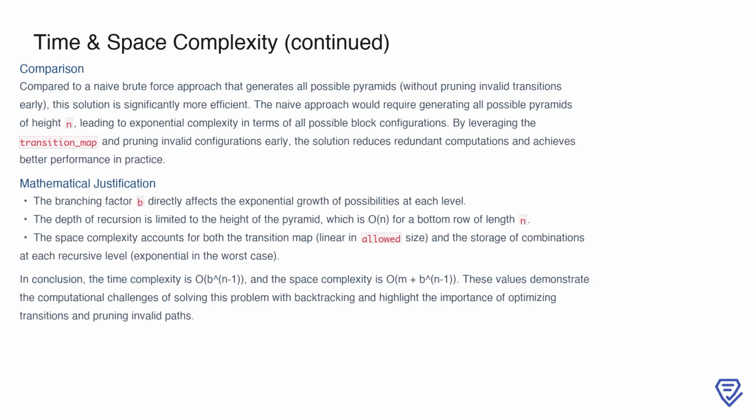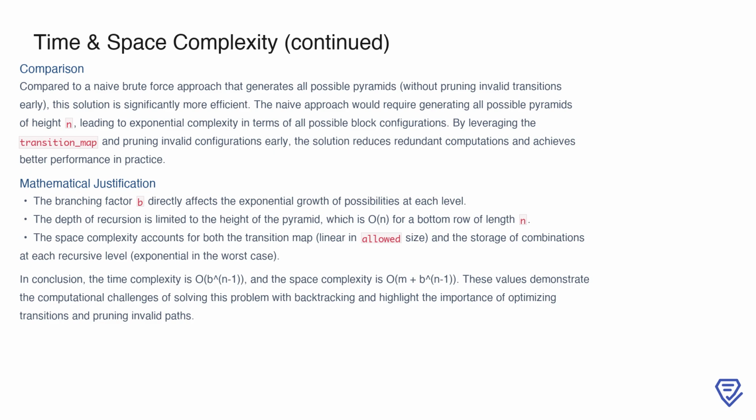Finally, comparing this solution to a naive brute force approach highlights its efficiency. A naive method would generate all possible pyramids without pruning invalid transitions, leading to an exponential blowup in complexity as it explores every possible configuration for a pyramid of height n.